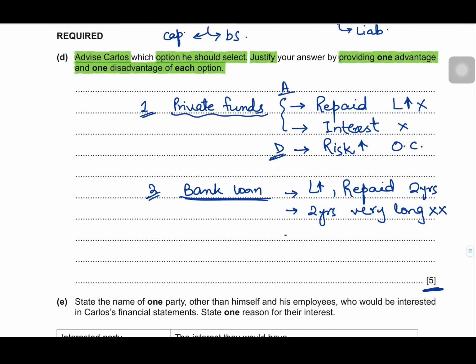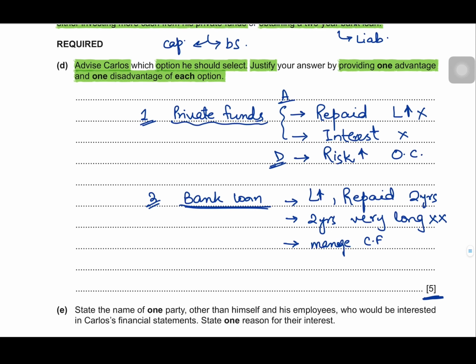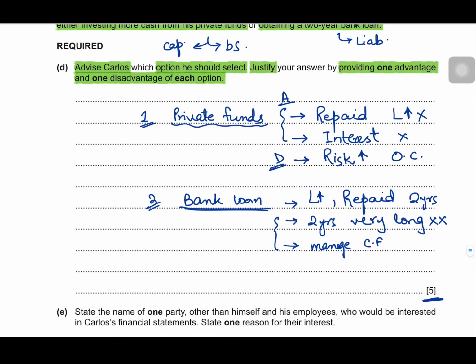Moreover, you can also say that in this way he will be able to manage his cash flows in a better way, right? He will know when to pay the interest, and how much money to set aside for the loan repayment after 2 years. So these will be the advantages of taking a bank loan as compared to using private funds. And then the last one will be the recommendation. That is totally up to you, which option you think would be better for Carlos right now. So let's write this down.